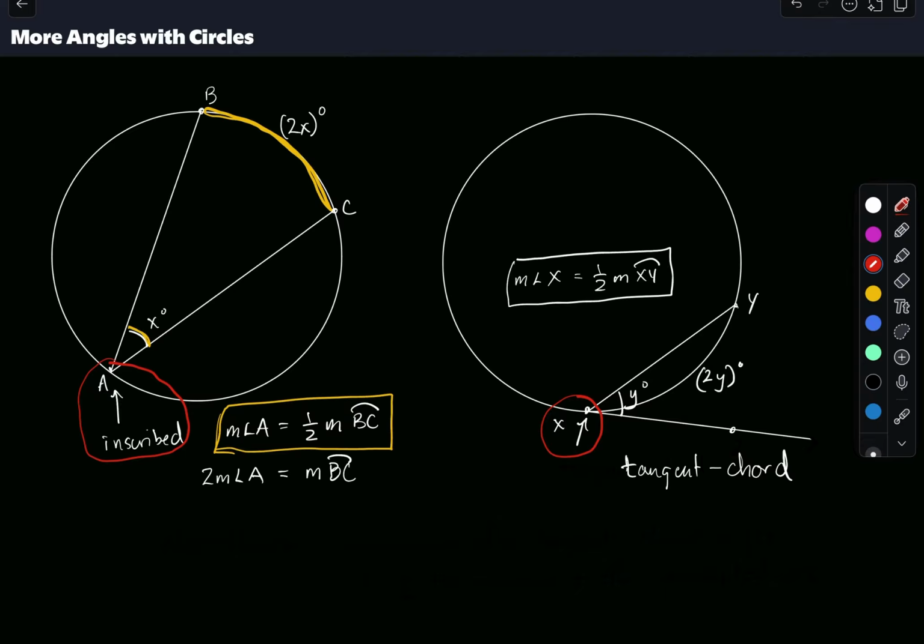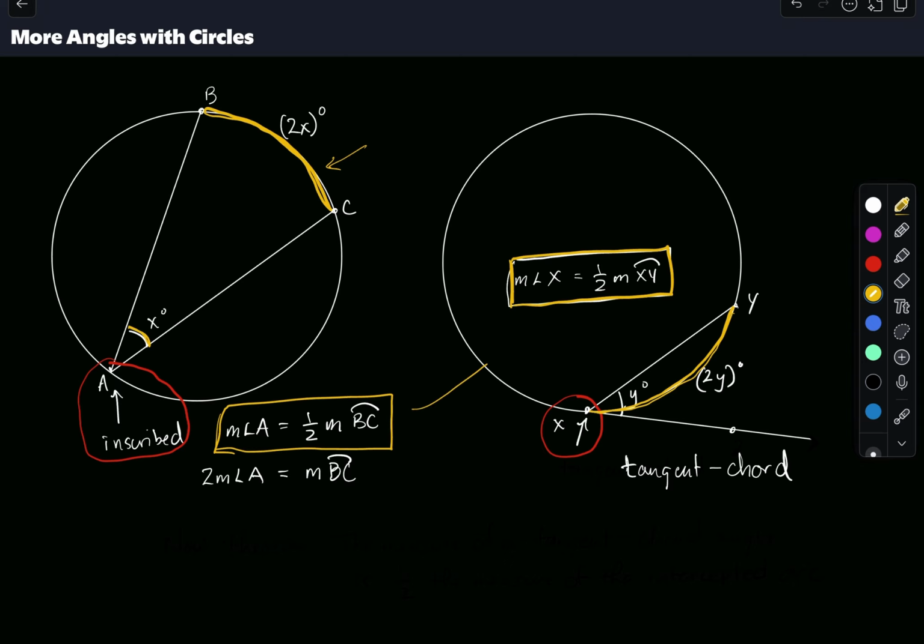And that's going to give us one reason to believe the statement that I'm putting a yellow box around right now, which is that the measure of this tangent chord angle that I'm calling angle X is 1/2 the measure of the intercepted arc, which in this case is this arc right here, XY. So in this case, the arc is intercepted by the vertex and the other part of the chord, whereas over in this one, this arc is intercepted by 2 ends of 2 different chords.